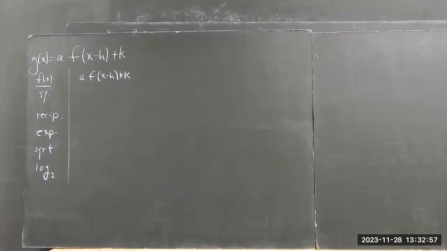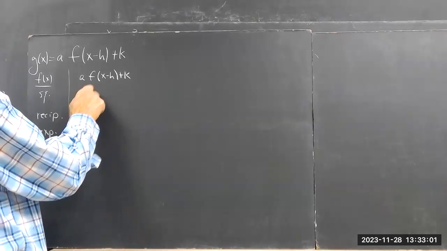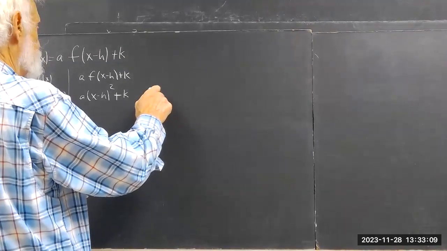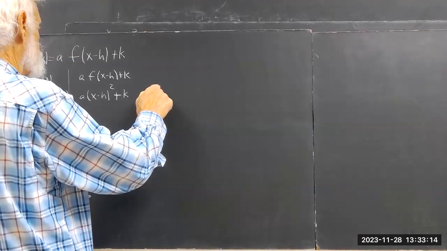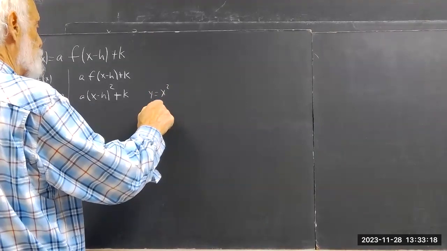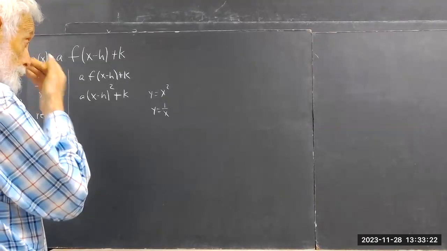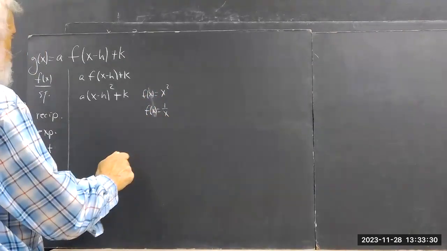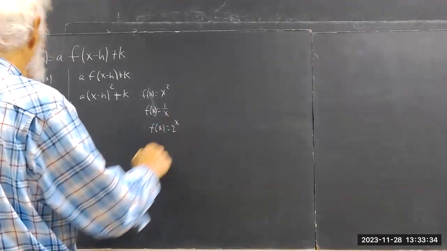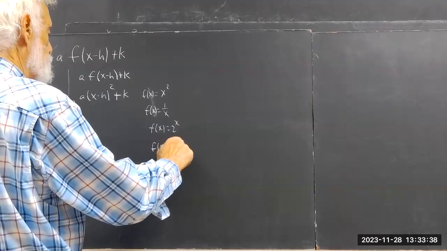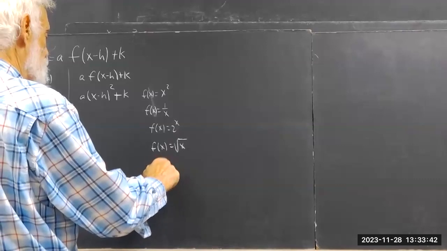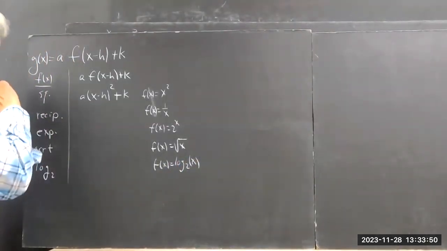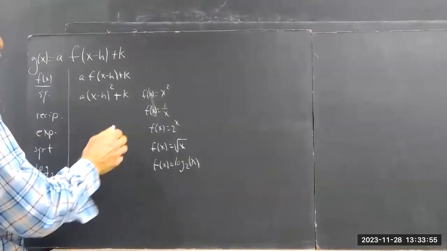Okay, now I can't go into a detailed explanation of this, but the squared function is going to be a times the quantity x minus h squared plus k. Your toolkit function, of course, is y equals x squared. The reciprocal function is y equals 1 over x. Now I'll write it this way: f of x equals x squared. f of x is 1 over x for the reciprocal function. f of x is 2 to the x for the exponential function. f of x is square root of x for the square root function. f of x equals log base 2 of x for the toolkit log function, okay?